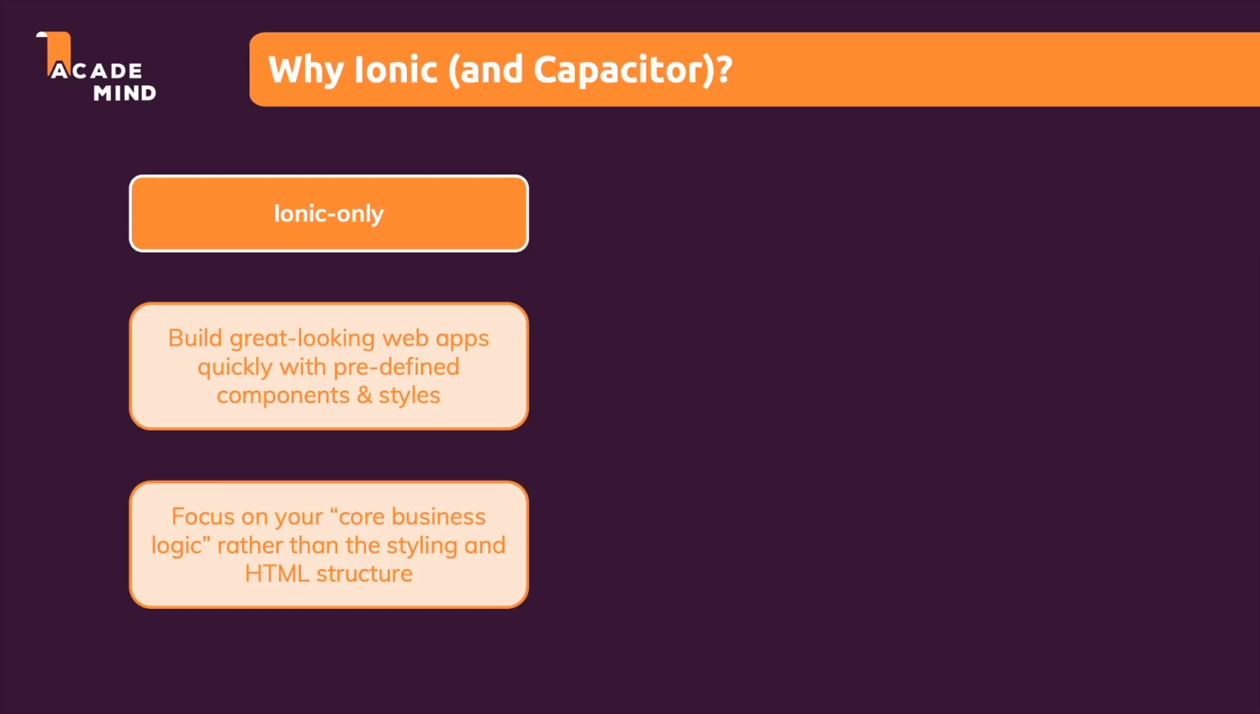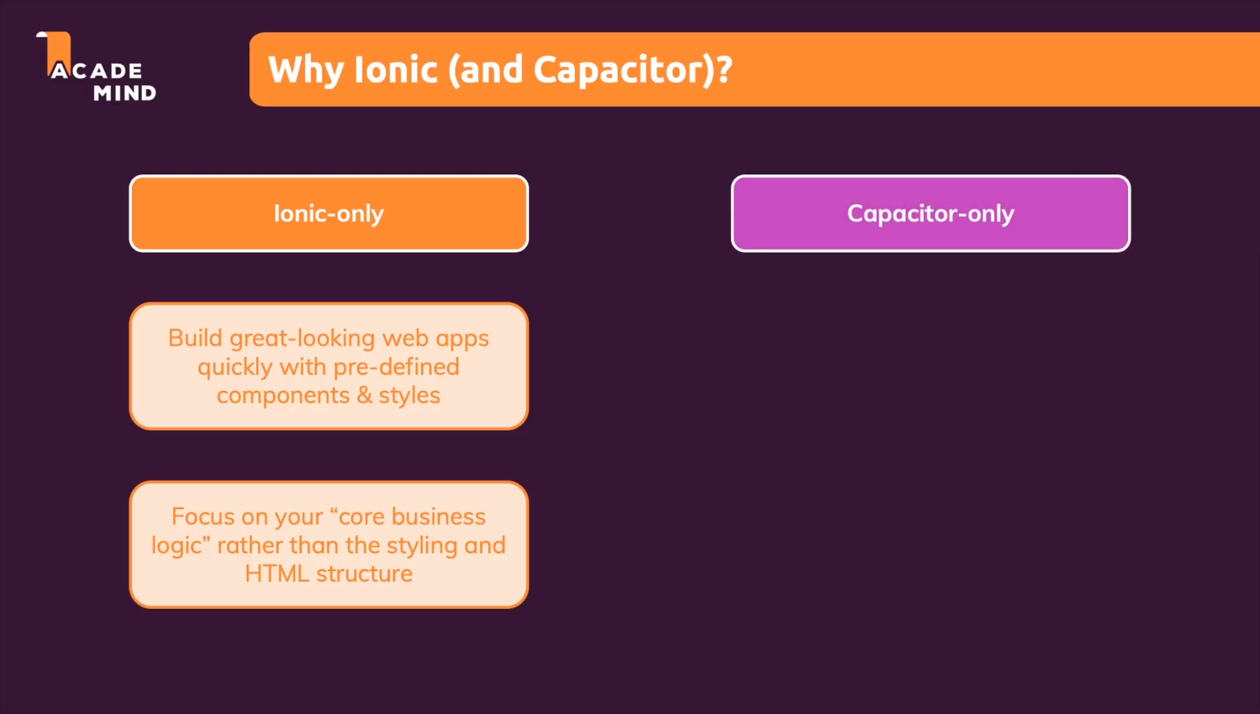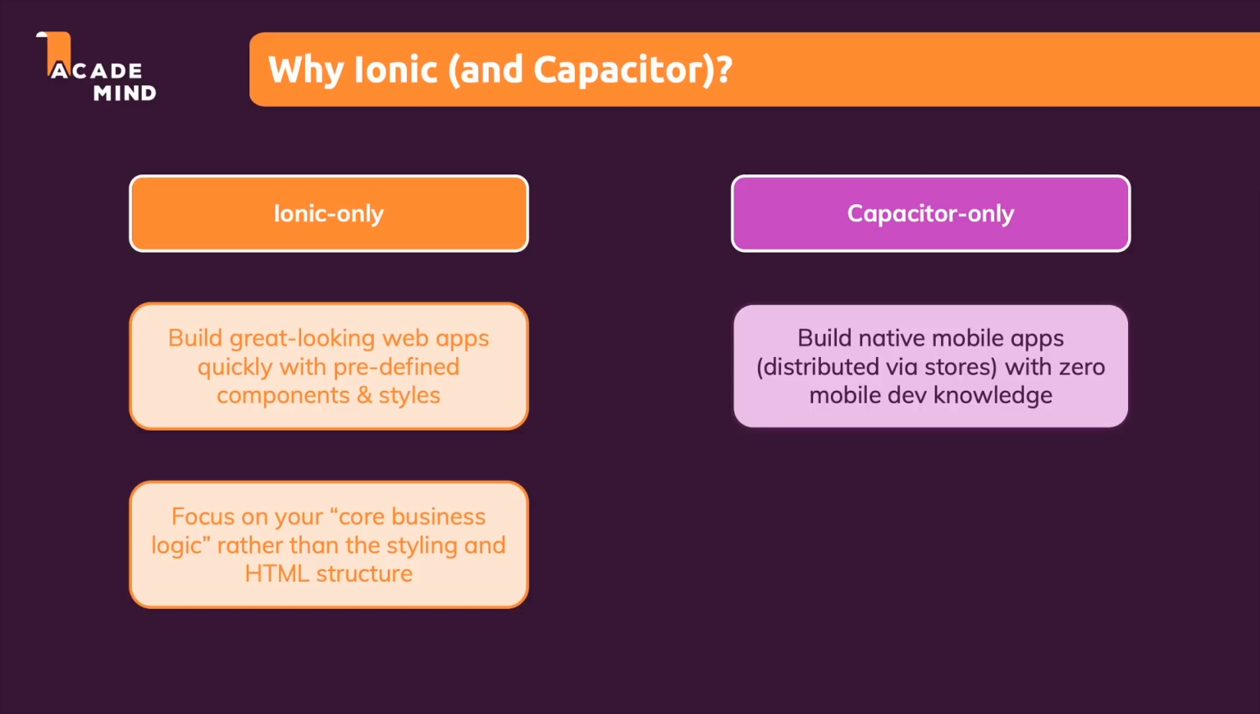Now you can use Ionic standalone without Capacitor. If all you want is a web app that looks good, you can use Ionic to achieve that. You can also use Capacitor standalone without Ionic, and then you can wrap it around any JavaScript, HTML, CSS web app and turn that into a cross-platform app, which makes it easy to distribute that app to all major platforms without having to know anything about mobile development. And that's the big plus of Capacitor. You don't have to learn Java and the Android framework. You don't have to learn Objective-C and Swift to build iOS apps. You don't have to learn C++ to build desktop apps.